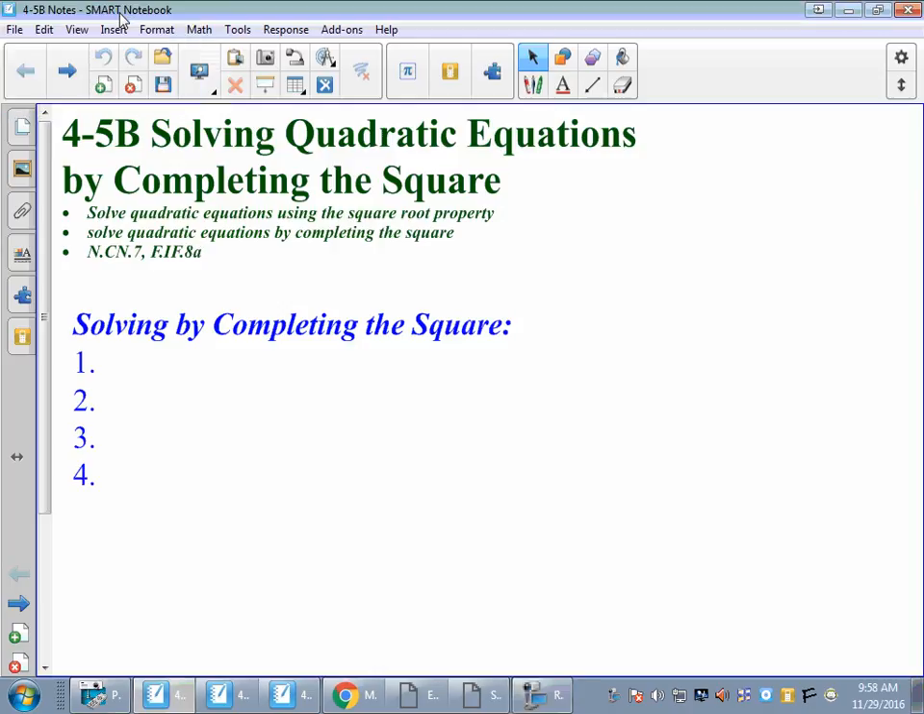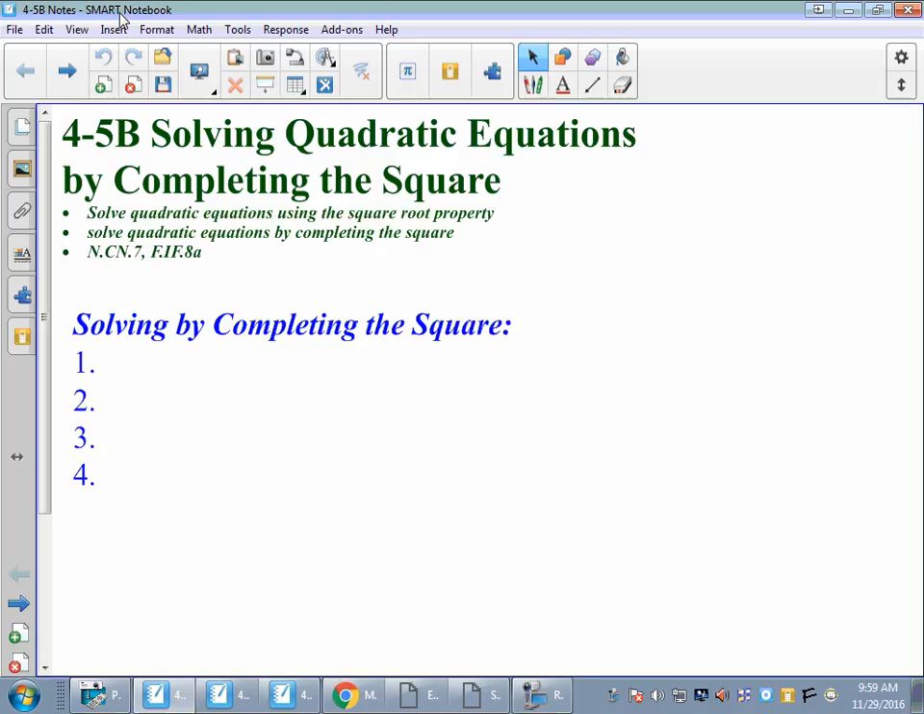These are your 4.5B notes. We're going to now solve quadratic equations by completing the square. So we're going to take some of the concepts that we learned yesterday and apply them today. One of the wonderful things about completing the square is that it's systematic. There is like a 4-step process, so it's very systematic. You get into a routine, a little different than factoring, where it's all over the place.